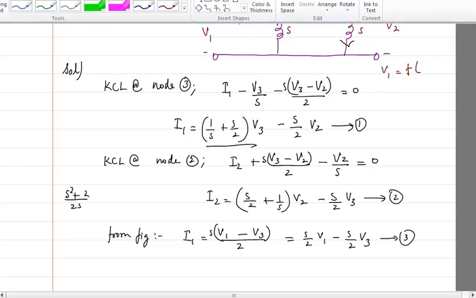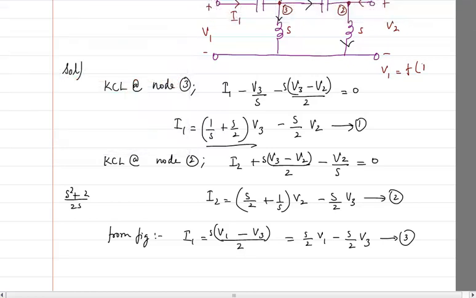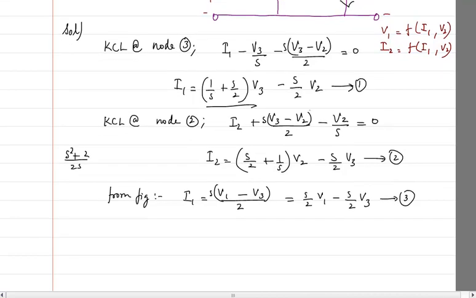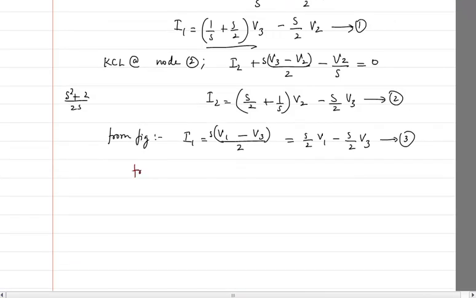It's a function of I1 and V2. Similarly, I2 is also a function of I1 and V2, so that I am not again and again looking. Now I have to get V1 with respect to I1 and V2. Here I am having V3. If I am able to substitute this V3 with V1 and I1, then it will be good.